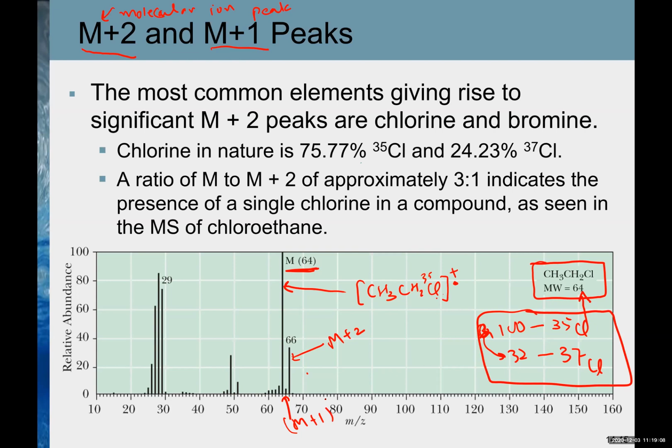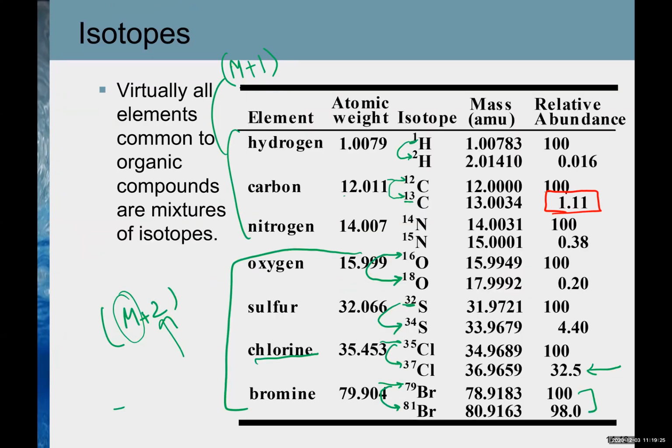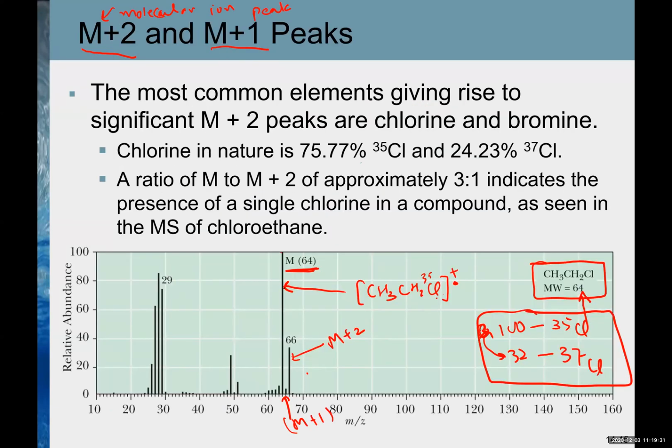So this peak comes when one of the carbons is replaced by C13. That's a C13 replaced molecule. Same chlorine, chlorine 35, but one of the carbons is replaced by C13. And remember, carbon has about 1% chance as compared to 100. So if this is 100, that's why you see this is only 1%. This is the M plus 1 peak with C13 replaced instead of C12. See, there are two carbons, right? One of the carbons is replaced by C13.